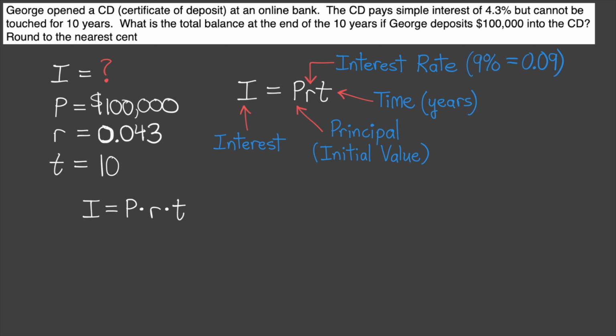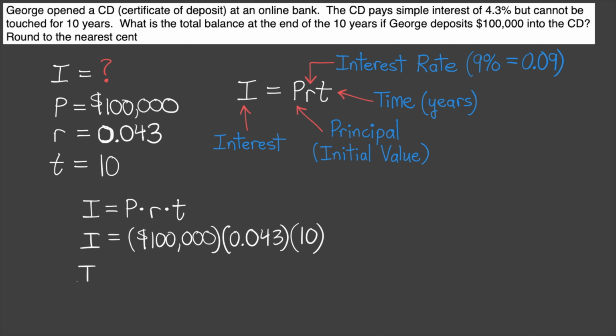All right, so let's go ahead and plug in all these values into our equation here. So I equals, and then our P value was $100,000. So 100,000 times our R value, which was 0.043, and then our 10 years. All right, if we multiply this out on our calculator, we will get $43,000. All right, so George will get $43,000 if he keeps his $100,000 at this bank for 10 years at an interest rate of 4.3%.